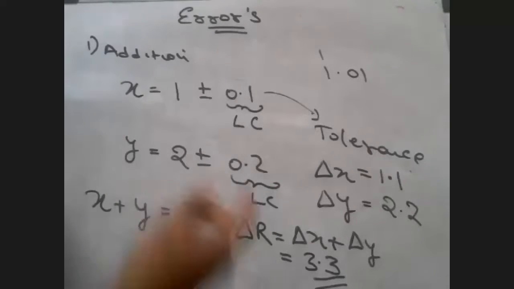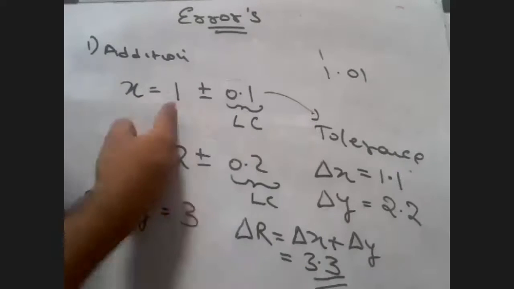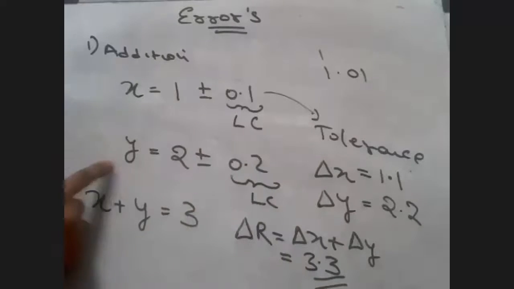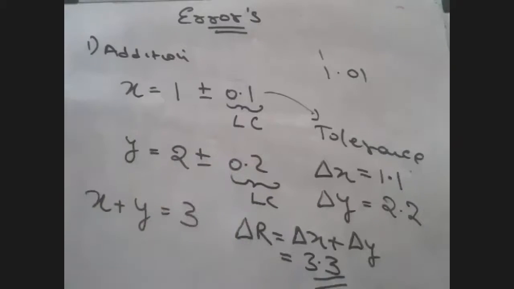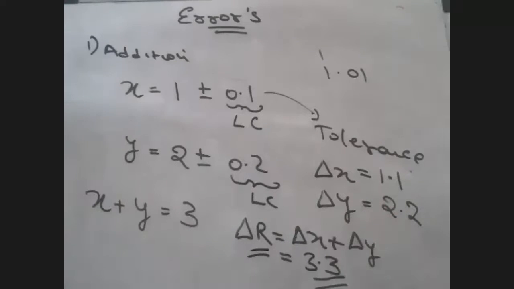But considering the least count, considering the error, I can say that the change in x can be some 1.1. I can say that the change in y can be some 2.2. So in that case, my change in result also will be delta x plus delta y, that is 1.1 plus 2.2, that is 3.3.